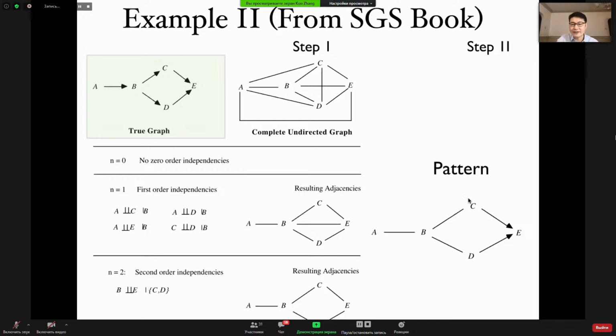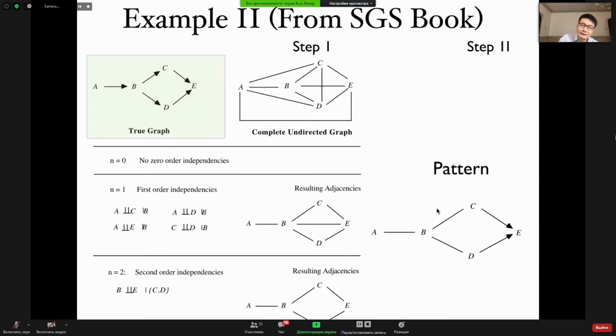Okay, so now we have this graph, this pattern. Do you think we can determine the direction between A and B, or between B and C, or between B and D? Yes or no? In this case, no, we cannot go further. We cannot determine directions.